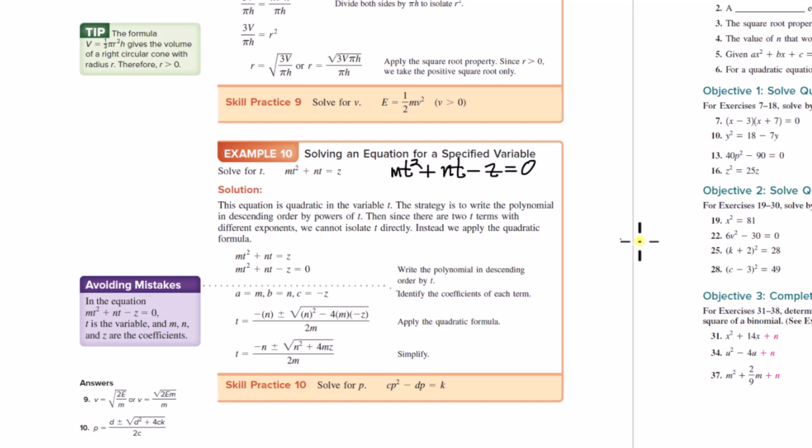And well, we can go ahead and do that. So, okay, t is equal to minus n plus or minus the square root of n squared minus 4 times m times minus z, but there's a minus, so we'll put a plus there, all over 2m. And that's it. There you go.